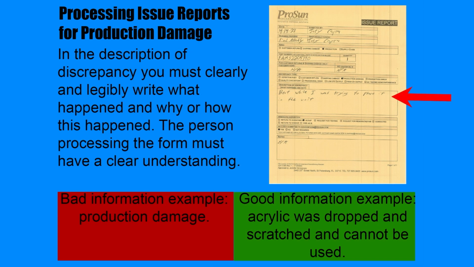In the description of the discrepancy, you must clearly and legibly write what happened and how or why this happened. The person processing the form must have a clear understanding. An example of bad information would be just putting production damage. An example of good information is the acrylic was dropped and scratched and cannot be used.